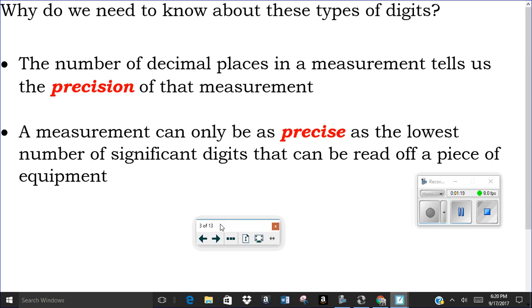So why do we need to know about these types of digits? We need to know about significant figures because the number of decimal places in a measurement tells us the precision of that measurement. Rule of thumb, a measurement can only be as precise as the lowest number of significant digits that can be read off a piece of equipment. We're going to talk more about that the next day after this video because we're going to learn how many decimal places to record measurements using different pieces of equipment.